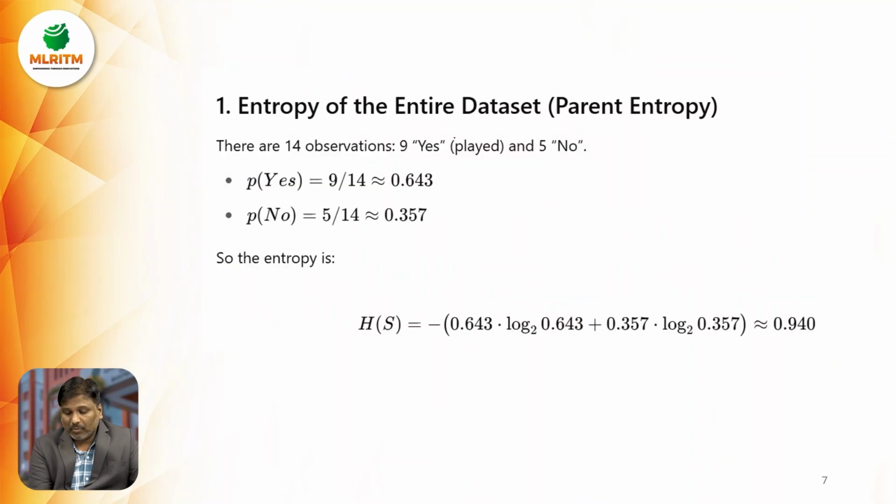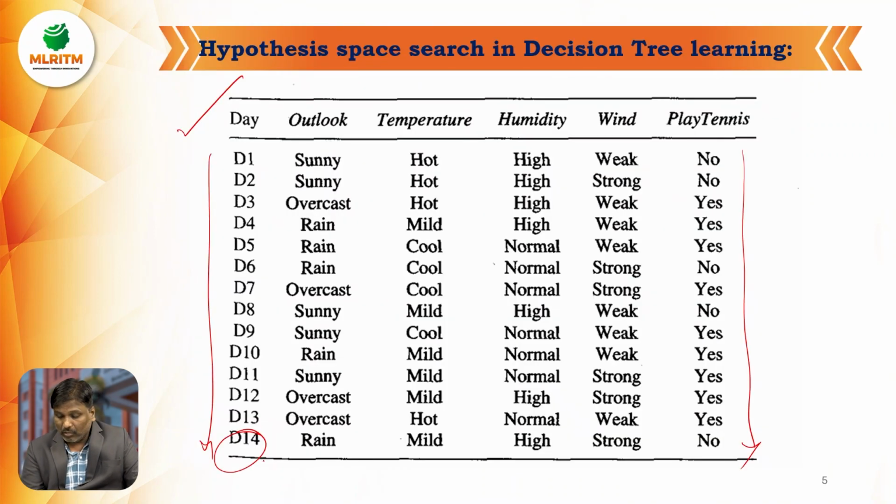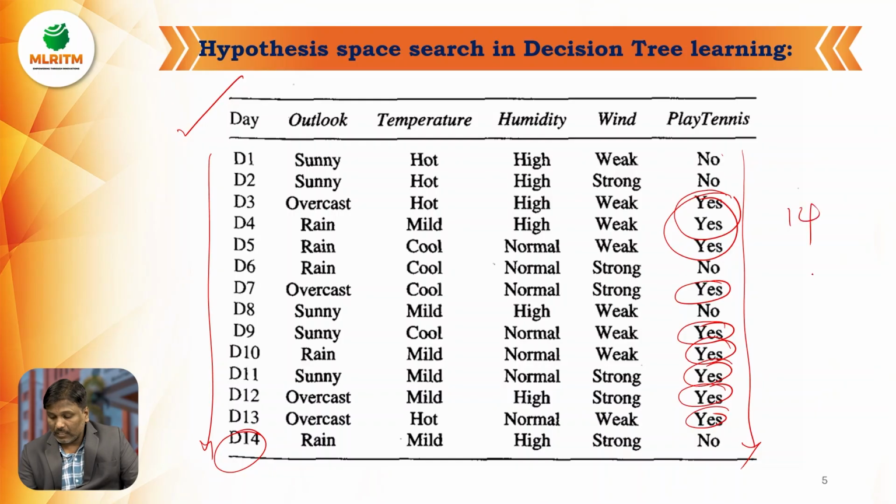First, entropy for the entire data set. How many days do I have? 14 days. Out of 14 days, I have positive conditions and negative conditions. Positives are 1, 2, 3, 4, 5, 6, 7, 8, and 9. So out of 14, 9 are positive and the remaining 5 are negatives. So 9 are positive and 5 are negative.